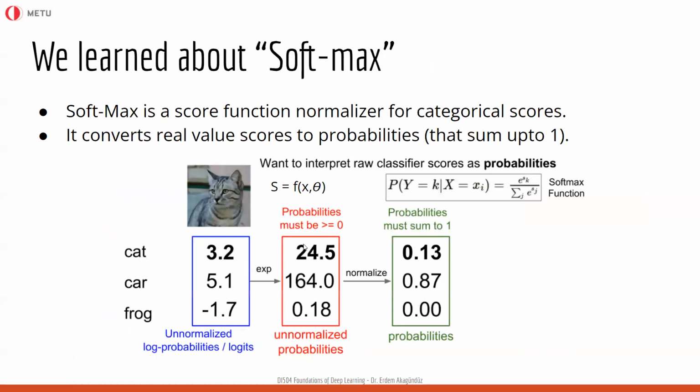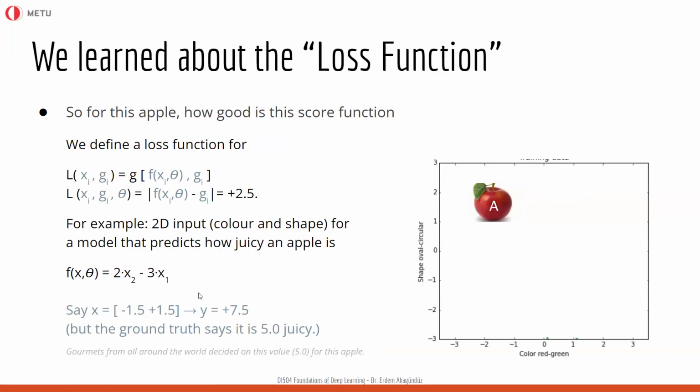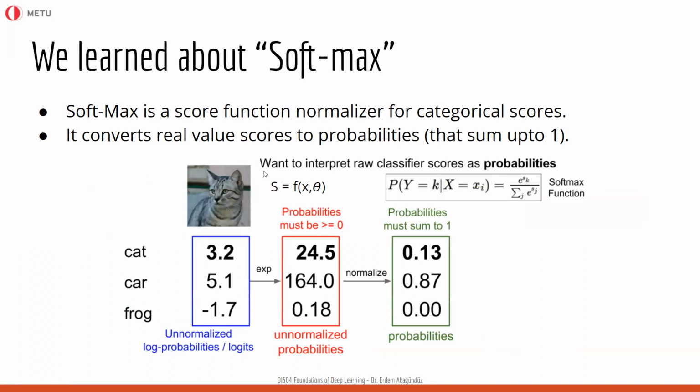But before getting there, I'm going to be talking about different score functions. So this was a regression example. We are trying to find the juiciness value obtained from these feature spaces. However, when you're doing classification, you need class values. And if you're doing multi-class classification, you need a probability distribution. So saying like, well, this picture is 13% cat, 87% car, and 0% frog.